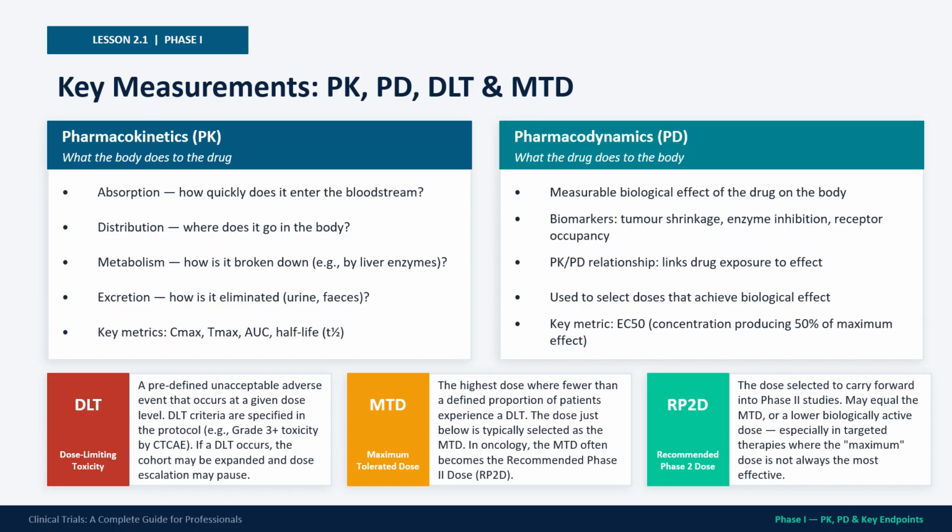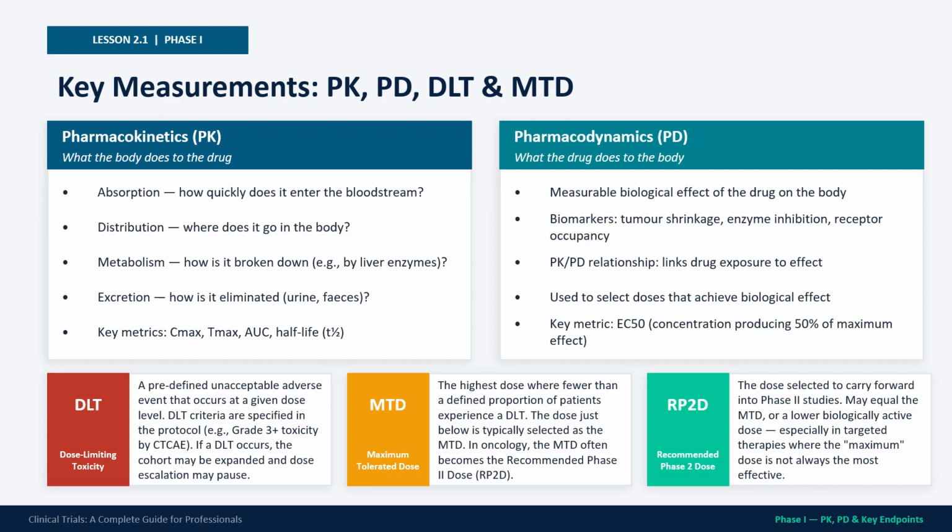Key PK parameters include Cmax, the peak concentration in blood, Tmax, the time to reach that peak, AUC, the area under the concentration time curve, which reflects total exposure, and half-life, which tells you how long the drug remains in the body.